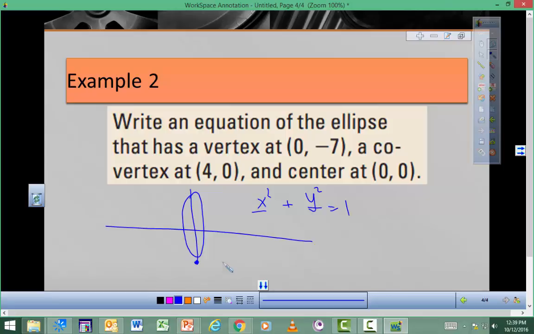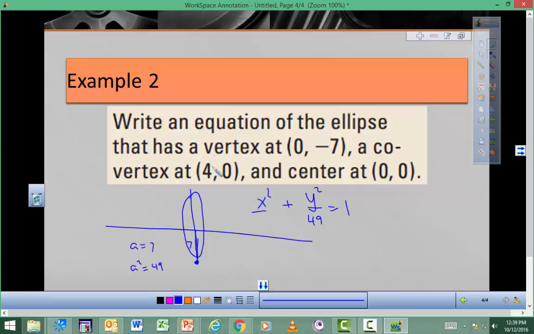Okay, so if that distance, that major axis, is 7 here, then that means a is equal to 7. Does that make sense? And the number that goes under here is actually a squared. So a squared is equal to 49. There you go. So 49 goes here. Everyone okay with that?